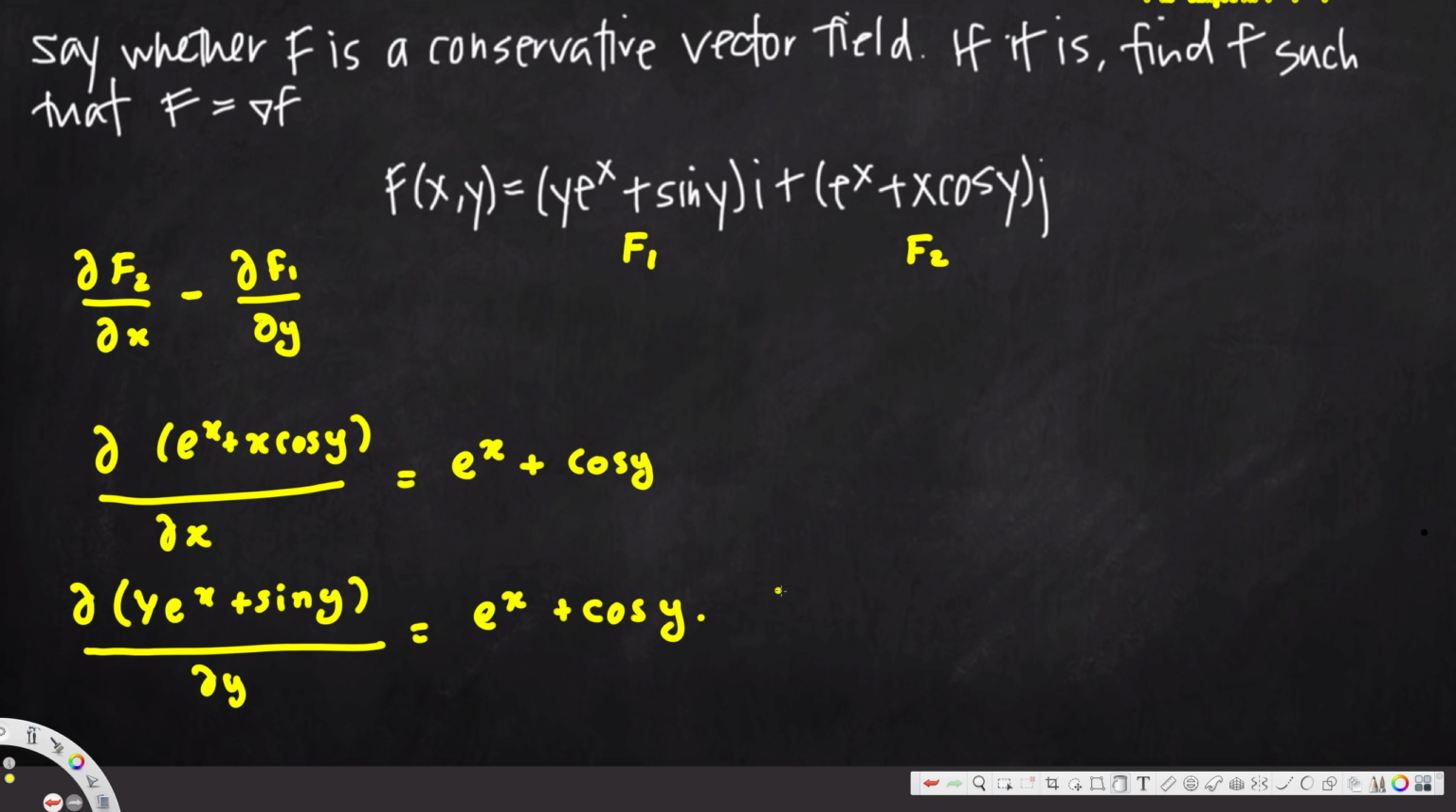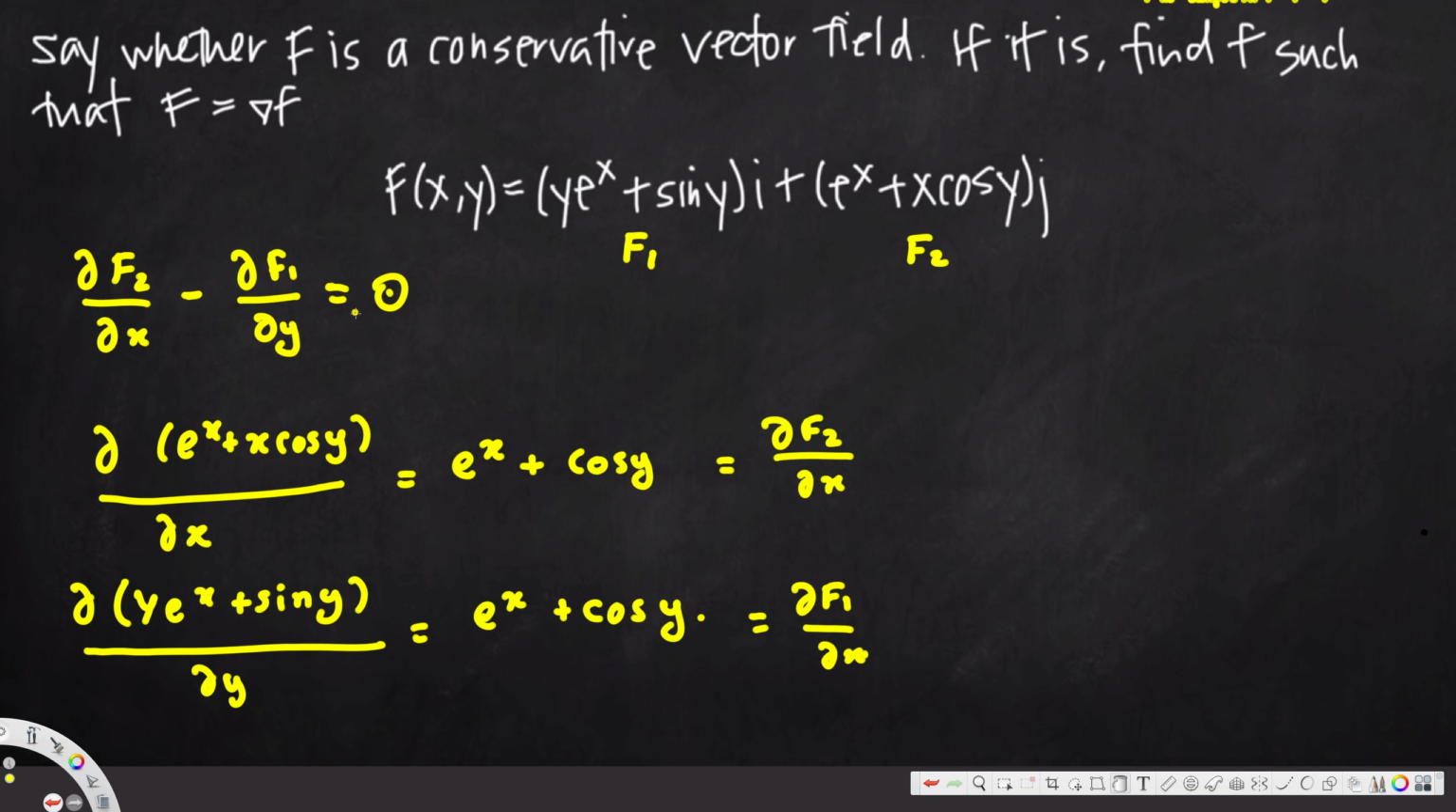From this one you can see these two are equal. This is our partial derivative of f2 with respect to x, and this is the partial derivative of f1 with respect to y. These two are equal, right? We have equal values, e^x plus cos y, e^x plus cos y. So if we subtract these two, this is going to be 0. This means this is a conservative vector field. So that's our first part.